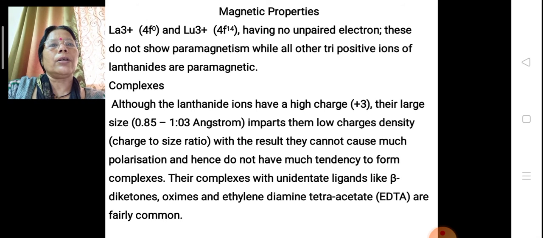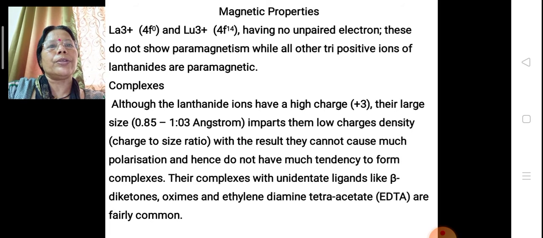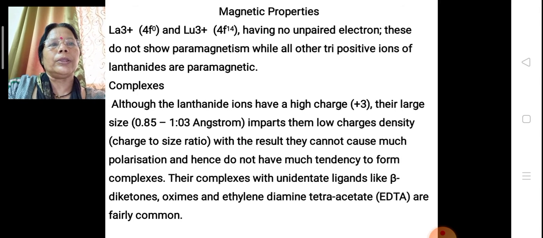On complexes: although the lanthanide ions have a high charge of +3, their large size, 0.85 to 1.03 angstrom, imparts low charge density, meaning a low charge to size ratio. As a result they cannot cause much polarization and hence do not have much tendency to form complexes. Their complexes with ligands like beta-diketones, oximes, and ethylenediaminetetraacetate are fairly common.